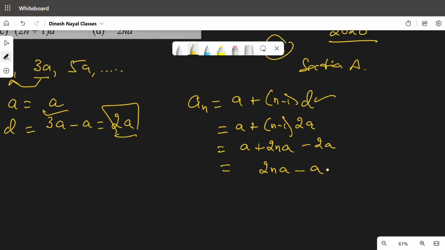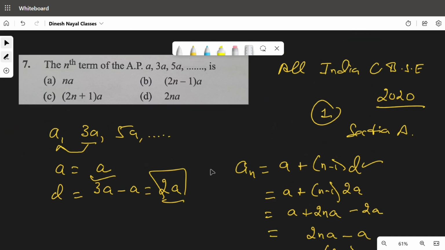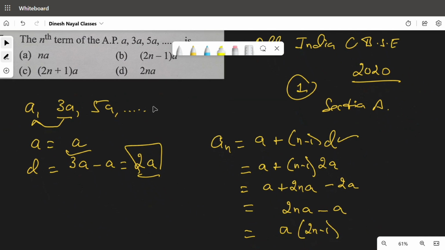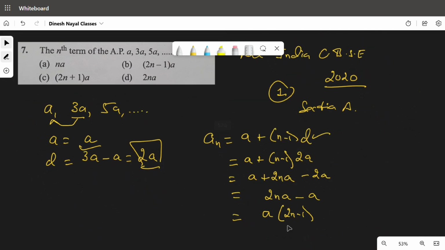2na minus a. Now what you can do, you can take a common from here. If you take a common from here, this is 2n minus 1. So if we look at the options, this is a(2n minus 1), so option B is actually correct. For this, B is the correct answer. Option B.